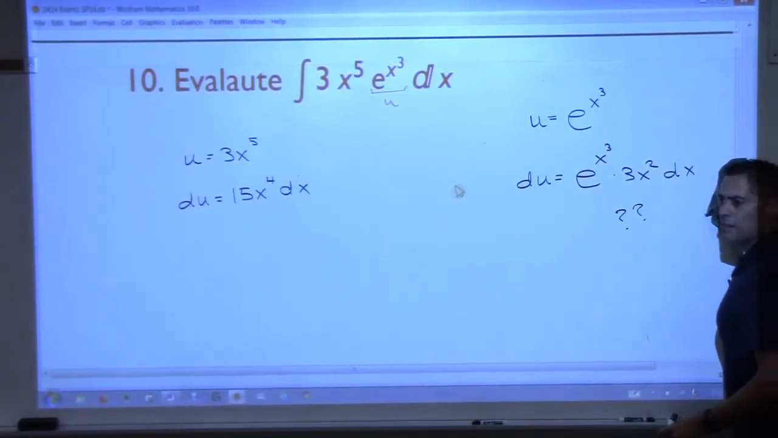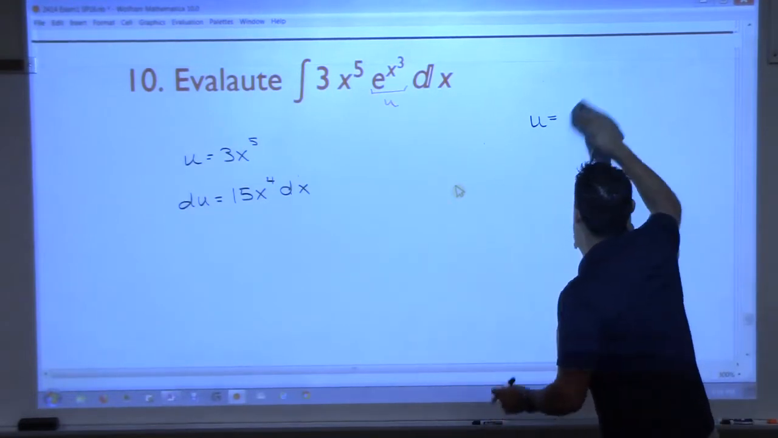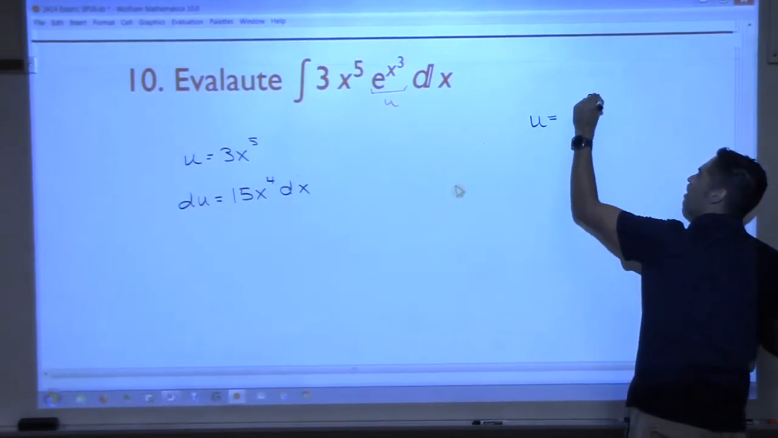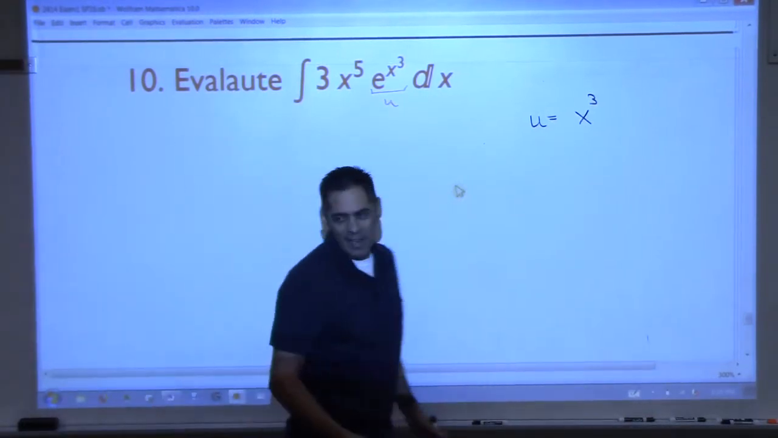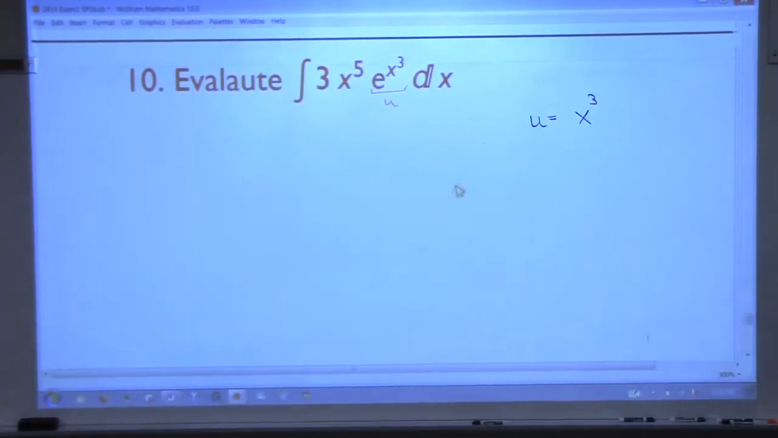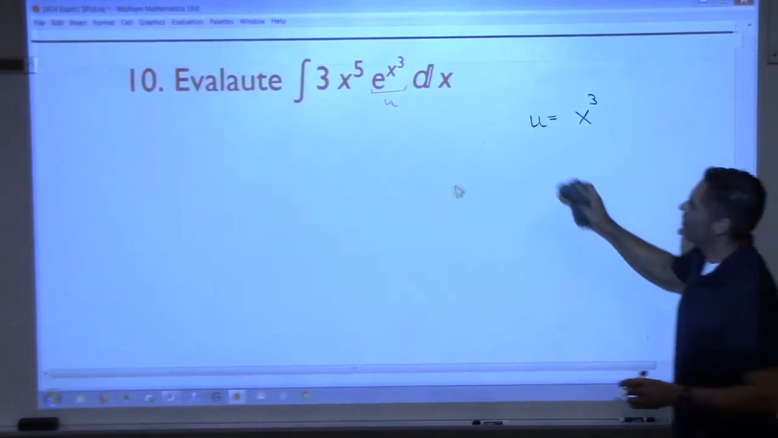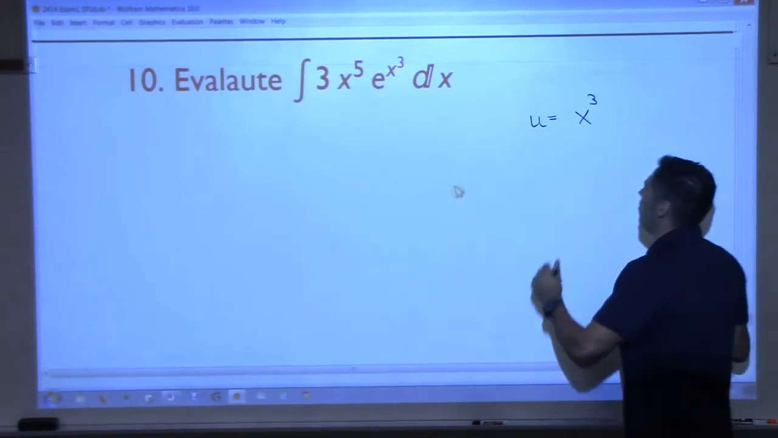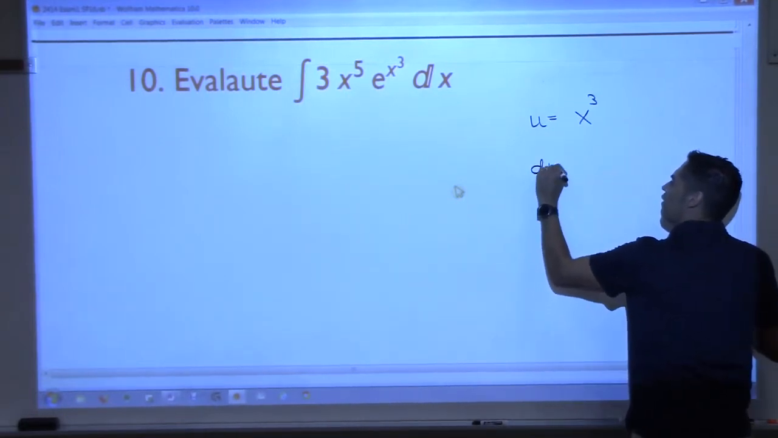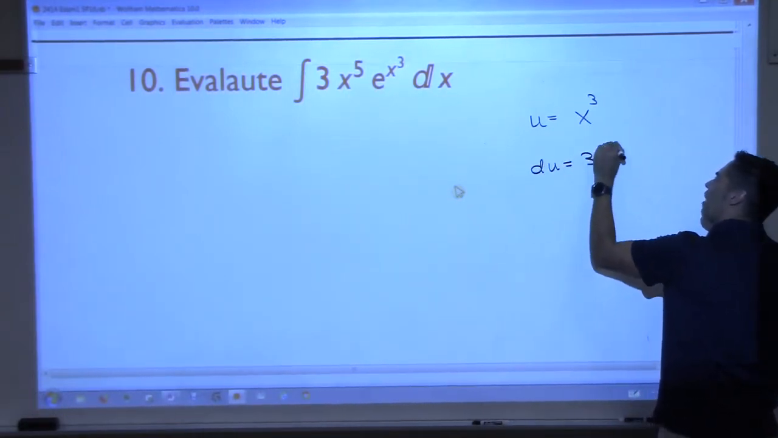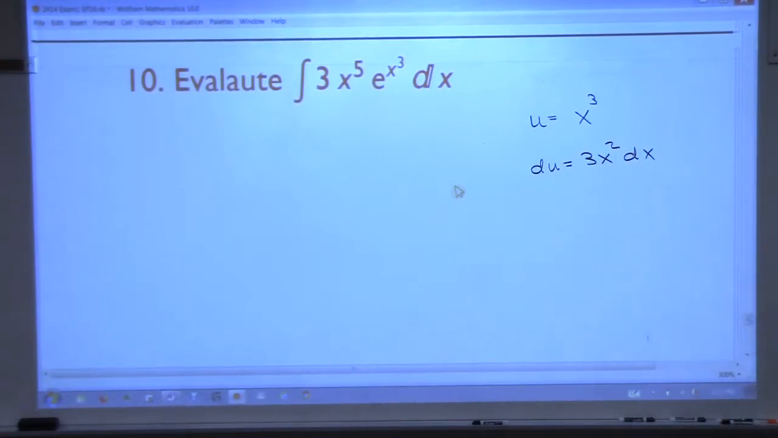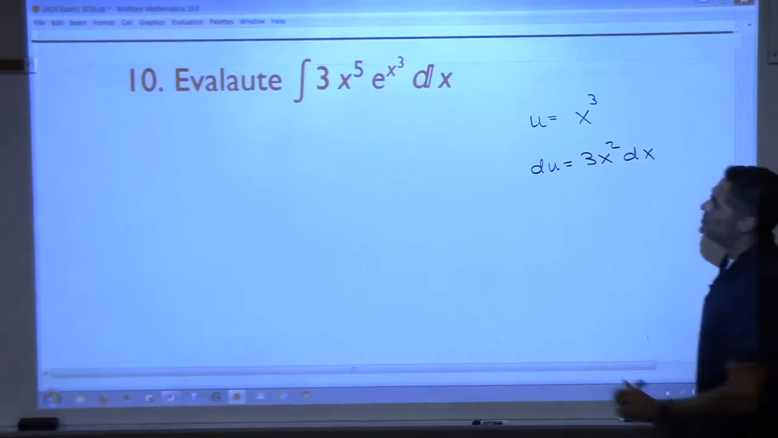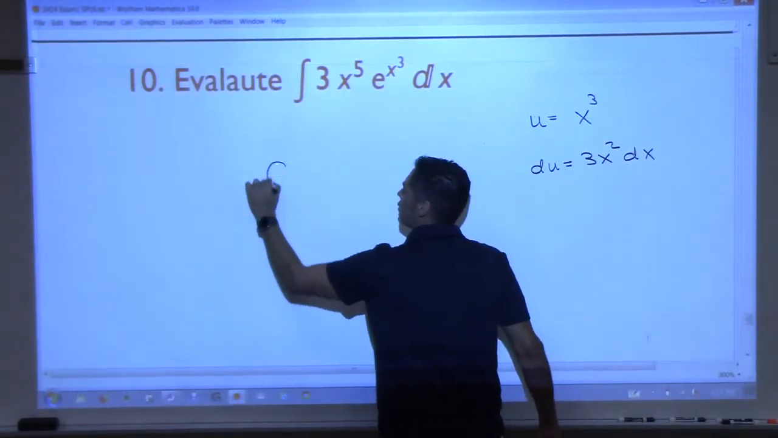Make u what? That seems like crazy talk. X cubed, what are you talking about? That seems insane. That seems perfect. Or is it perfect? All right, so let's see what happens here. If I take the derivative of this, I get 3x squared dx, right? So I'm going to be able to rewrite this. Just think about how this is going to be rewritten at this point.